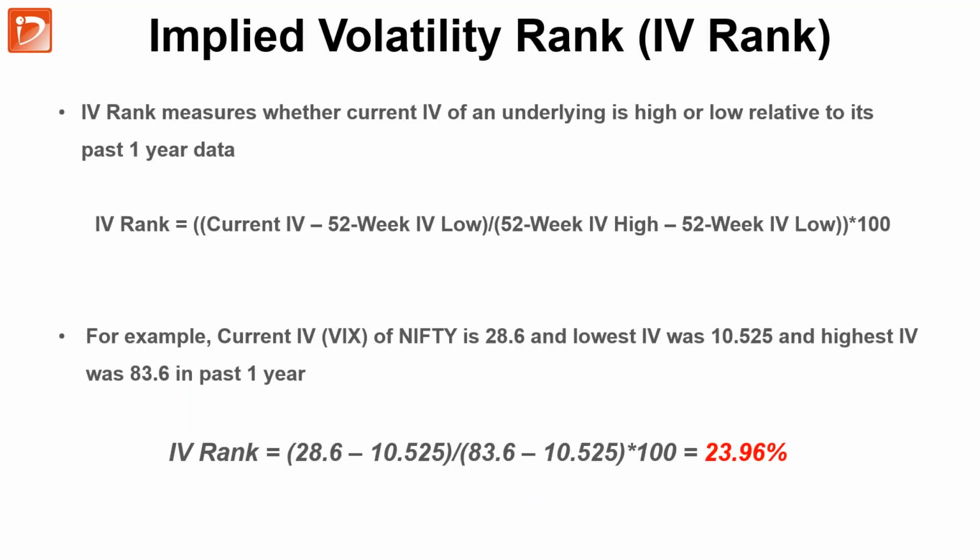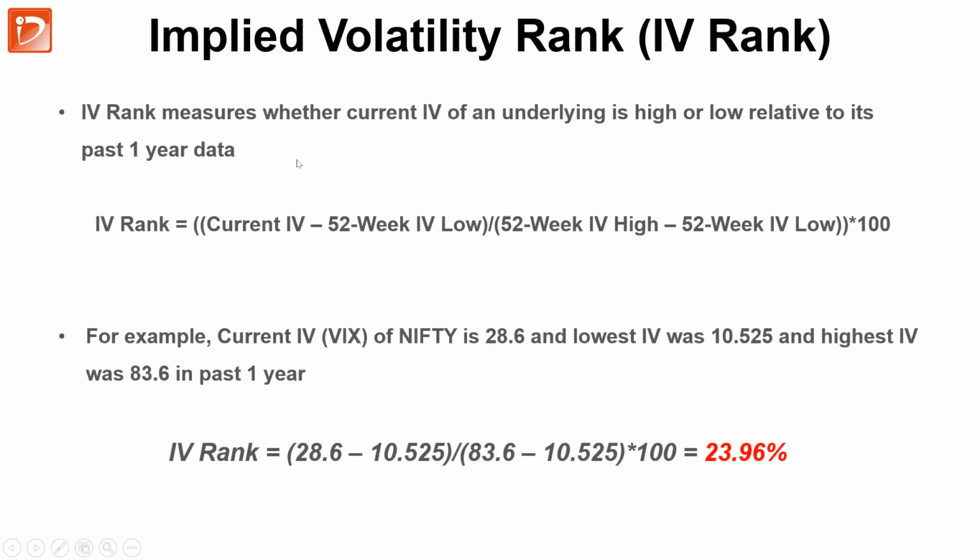Okay. So now we know everything about IV. But how will we know whether the IV is low or high? There should be a way of measuring or ranking it against its own past to determine whether it is high or low. It can be calculated using two methods: one is called implied volatility rank and the other is called implied volatility percentile.